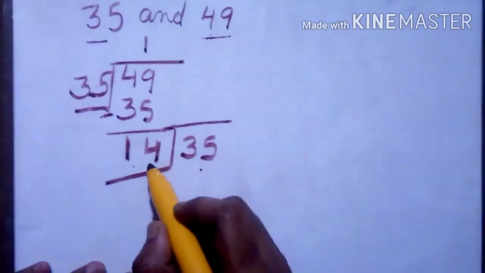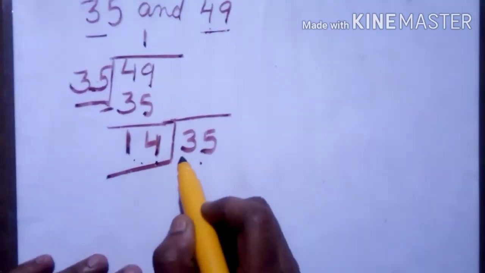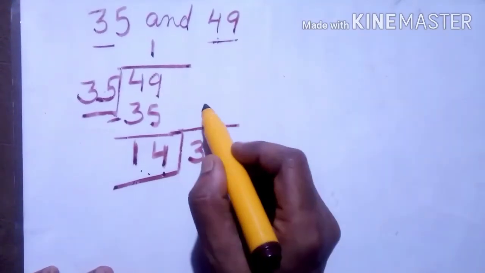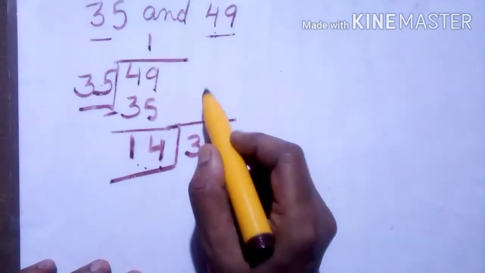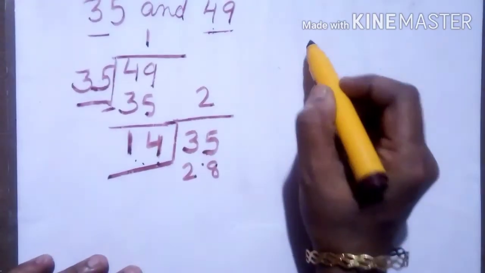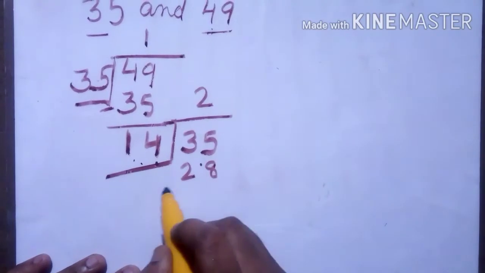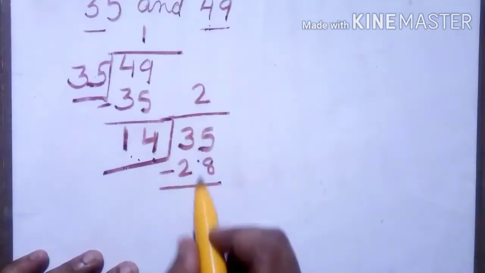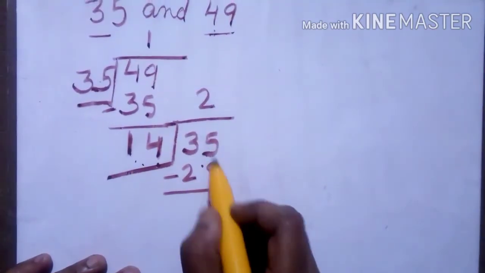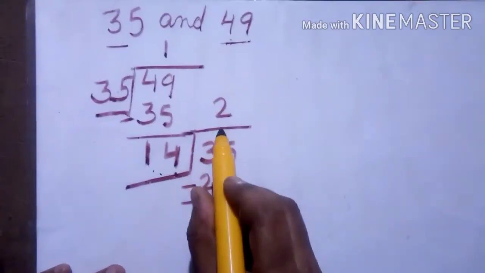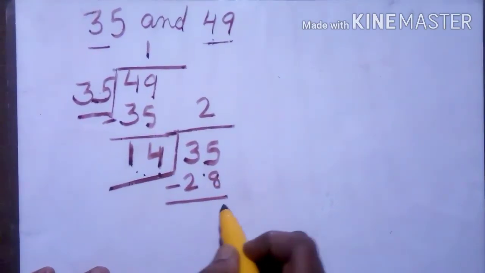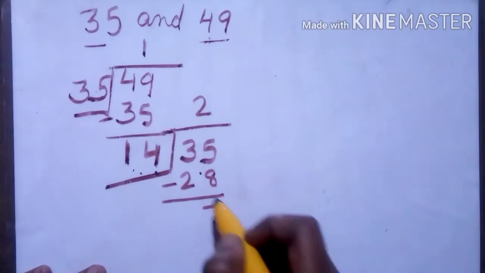So now we have to divide 35 by 14. 14 times 2 is 28. Now you have to subtract: 35 minus 28. 5 minus 8, 5 will not go, so you have to carry 1 from here. You get 15, and 15 minus 8 is 7. Now you get the remainder 7.